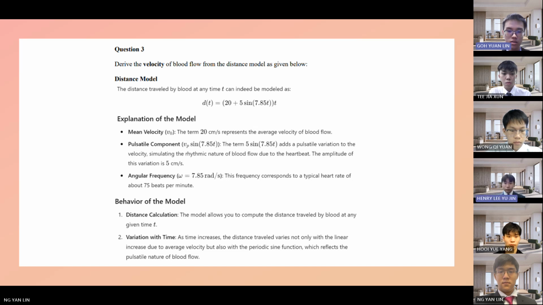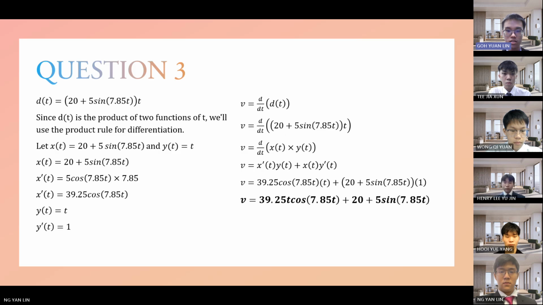Alright, now we all roughly understand the topic. Let's start our calculation by differentiating the distance function using the product rule. As the distance is the product of two functions of t, we will use the product rule for the differentiation. And this part, I will pass to my teammate Henry to discuss the details of differentiation. Okay, thank you, Yuanling. My name is Henry Lee, and I'll be continuing from where Yuanling left off.